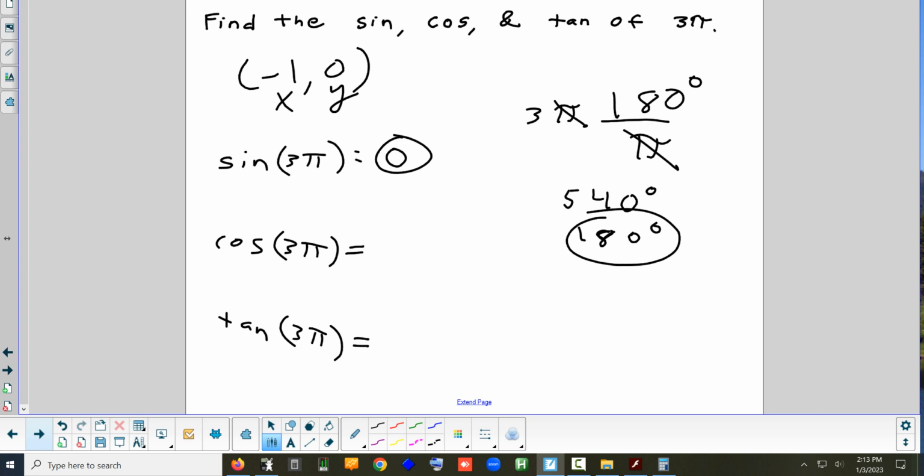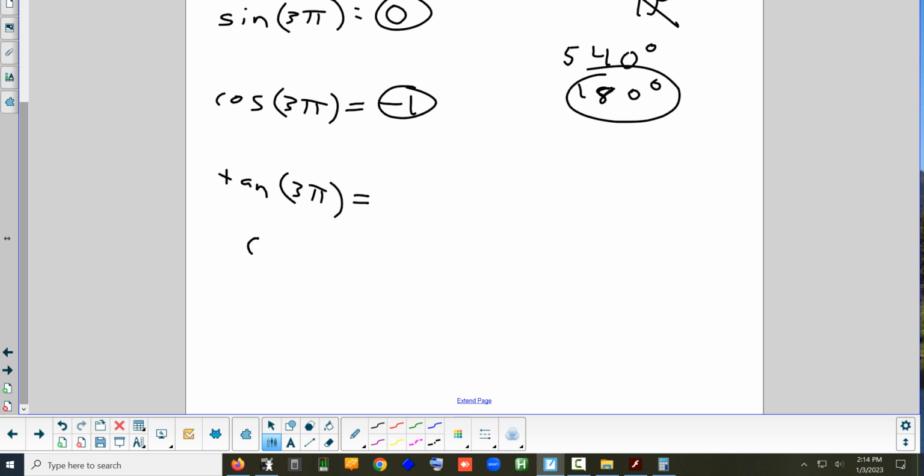Okay, the next one is cosine. Tony, what's our formula for cosine? X. Yep. And what's x in this case? Negative 1. And then tangent. Cameron, what's our formula for tangent? Yep. So it's y over x, which means we need to do 0, that's y, over -1, that's x.